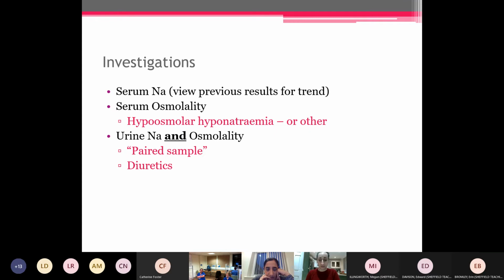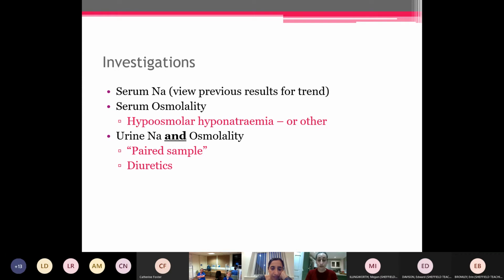Urine sodium and osmolarity. This is a bit of a pet peeve because people often just do one or the other, and it's semi-useful, essentially. So you'll hear that we want a paired sample. That doesn't mean that we want them done at exactly the same time. What we want is for them both to have been done before we start treatment, if possible. Especially if they've got a catheter in, that should be really easy, shouldn't it? They should just be able to take a sample. So we want to know the serum sodium and then the urine sodium and osmolarity, both before we start, for example, pouring them full of fluids, diuresing them, or whatever it is that we decide to do.